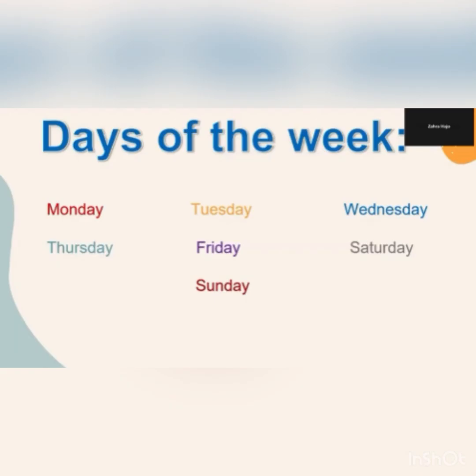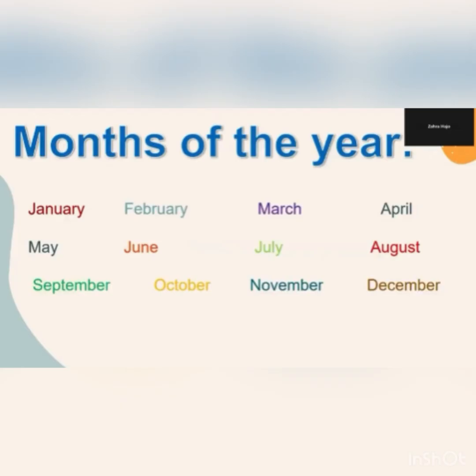Amazing job. Now, who can tell me how many months are there in a year? How many KG1 students? Amazing. 12 months in a year. January, February, March, April, May, June, July, August, September, October, November, December. One more time. January, February, March, April, May, June, July, August, September, October, November, December.